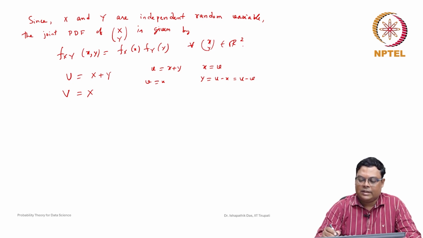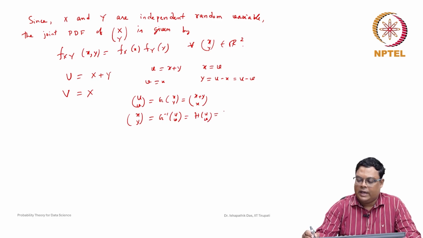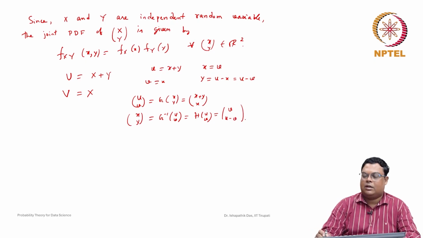So this is the transformation actually. (u, v) is equal to g of (x, y), which is (x plus y, x), and then we get the inverse, (x, y) is equal to g inverse of (u, v), which is h of (u, v). This is nothing but x goes to v and y is u minus v. So this is the transformation.